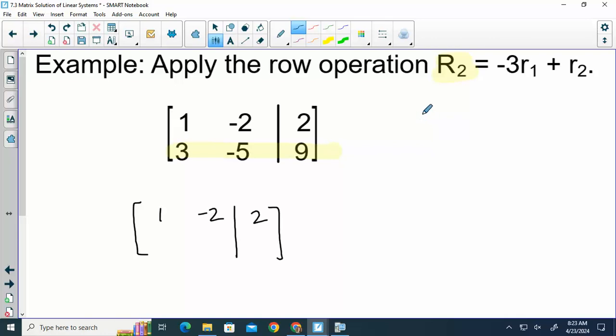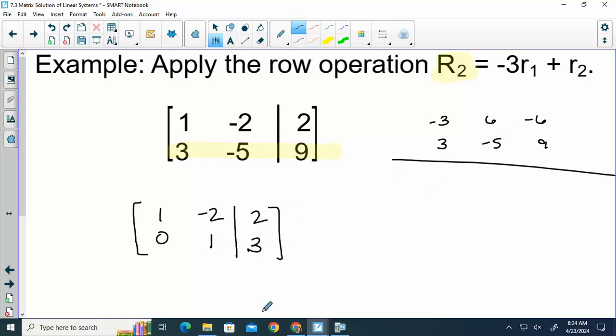Okay, so if you need to, you could write this out. If I took the first row times -3, then I would have a -3, +6, -6. The second one stays, so this is just kind of my work over here. So if I add those together, -3 plus 3 is 0. 6 plus -5 is 1. And -6 plus 9 is 3. So that is my new row 2.